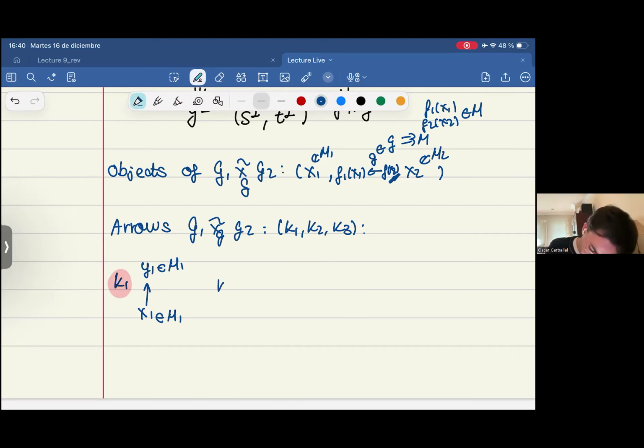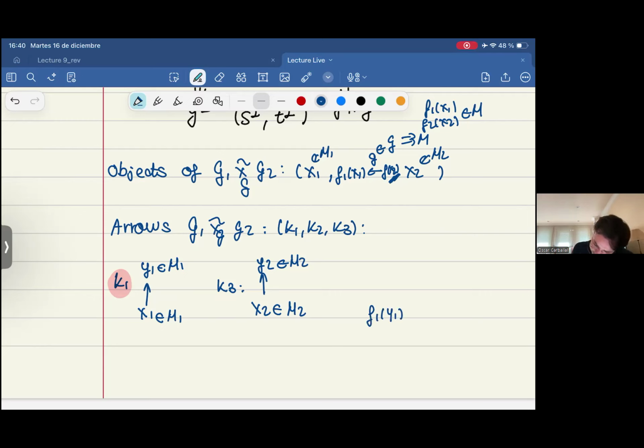So K3, in a similar vein, is like an arrow from a point of X2 to another point, right? Okay, and what is K3? So now what we do is take the images between these two arrows, using the morphism of groupoids we had before. And so what we have here is the image of Y1, because this is in points, we take the small f.